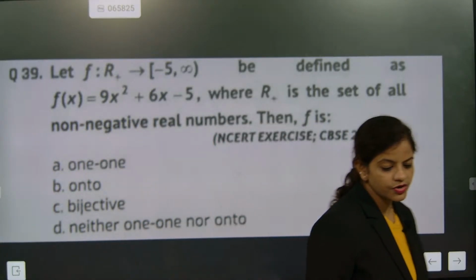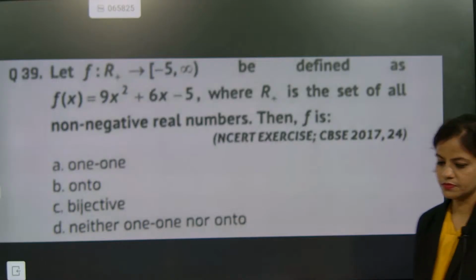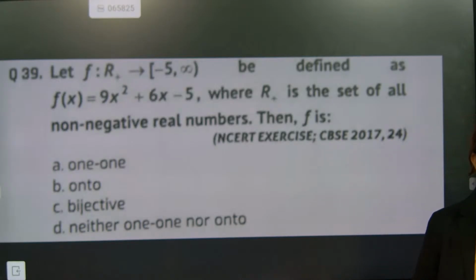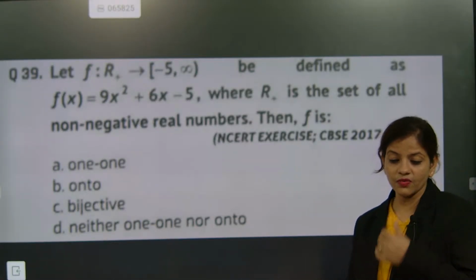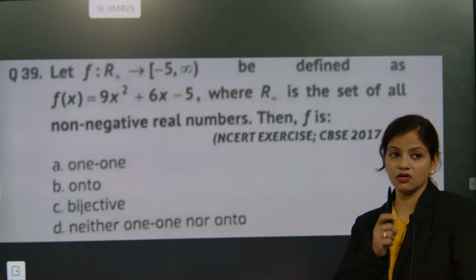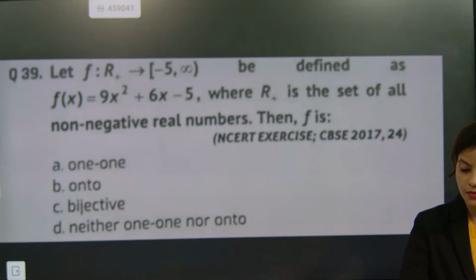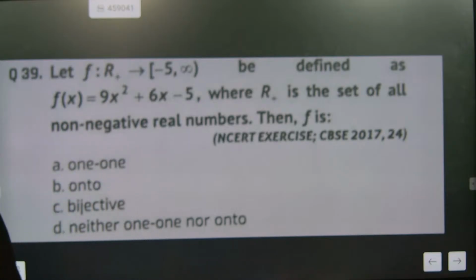What is the answer for this question, beta? D, neither one-one nor onto. All functions are not like that. I told you, you have to check the range, domain. Everything is not going to fit in the same shoes.